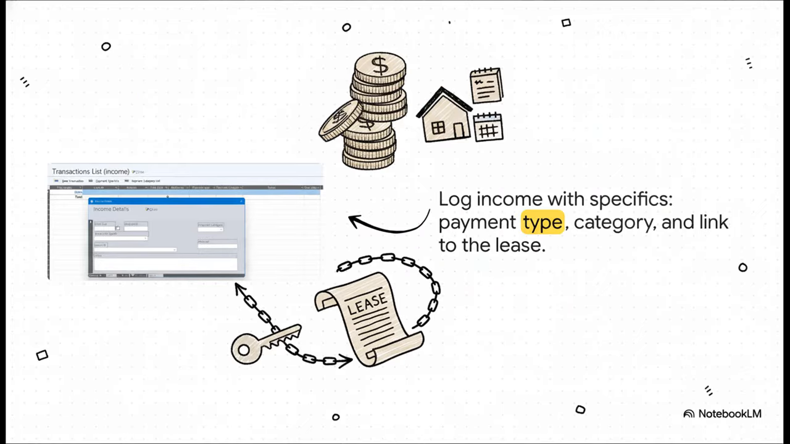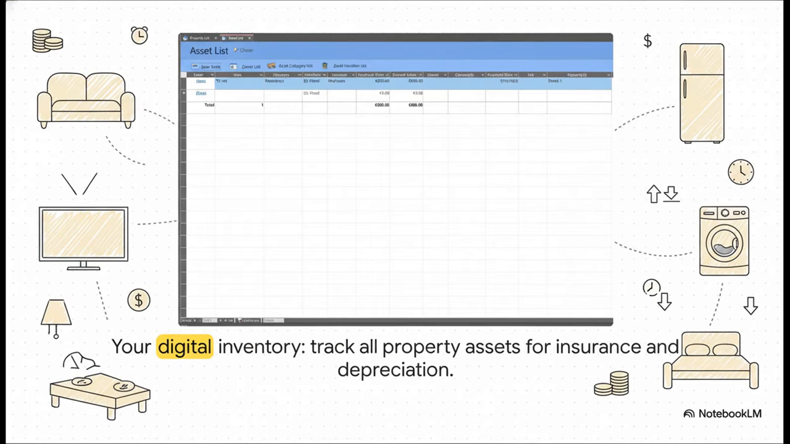So when you log an income payment, you get this detailed form. What's so great here is that you're not just entering a number. You're specifying the payment method, you're categorizing it as rent or deposit, and most importantly, you link it directly to a specific tenant's lease. This creates a perfect auditable trail for every single cent. And hey, it's not just about cash flow. The asset list is your digital inventory for all the physical stuff. You can track every appliance or piece of furniture, noting its purchase price and its current value. This becomes so valuable for insurance purposes or for tracking depreciation when tax time rolls around.